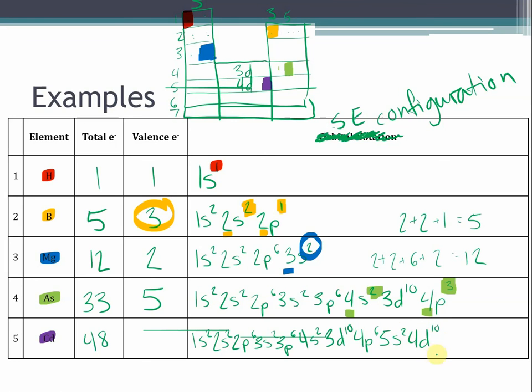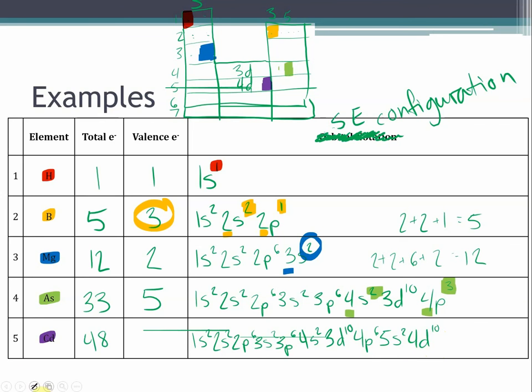and that's it, right? And if we add these all up, 2 plus 2 plus 6 is 10, plus 2 is 12, plus 6 is 18, plus 2 is 20, plus 10 is 30, plus 6 is 36, plus 2 is 38, plus 10 is 48. 48 electrons, and it all fit in the box because we didn't have to draw each one individually.